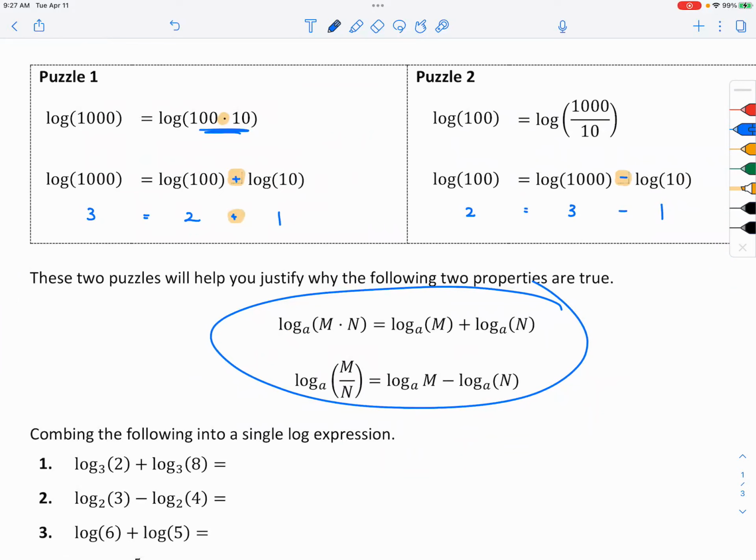Okay, so again, let's take a look at these properties. If you have a log of 2 things multiplying together, it becomes 2 logs that are added together. If you have a log of 2 things dividing each other, it becomes 2 logs subtracting each other.